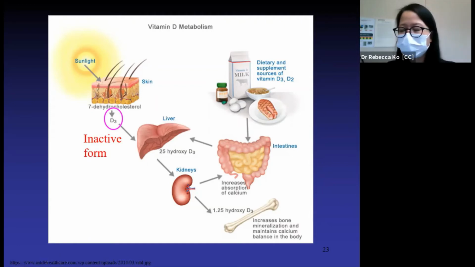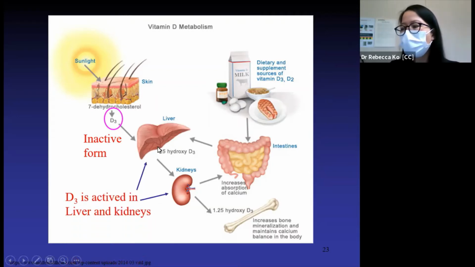How to activate it? Inside our body, two main organs, the liver and kidneys, have enzymes there to activate the vitamin D. After activation, then we can use it. What's the use? Vitamin D can increase bone mineralization, so that we'll have more calcium salt and make the bones more rigid to support their body weight.